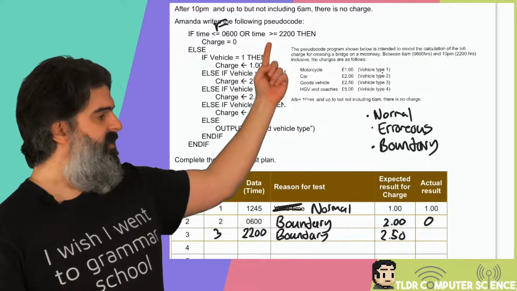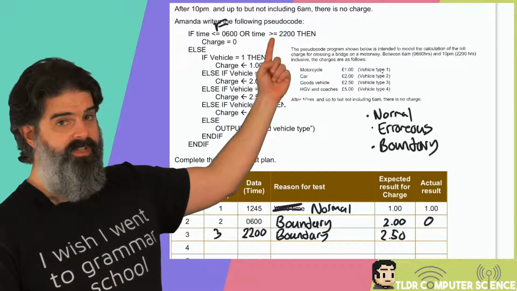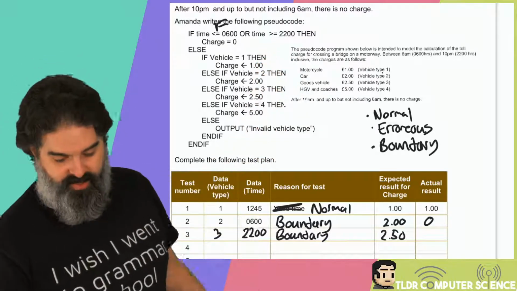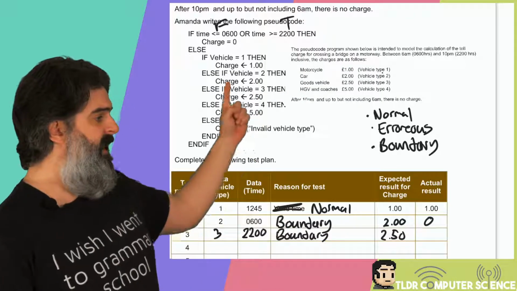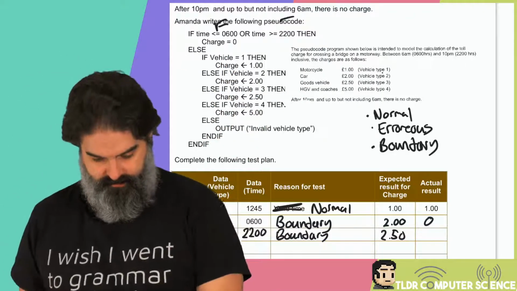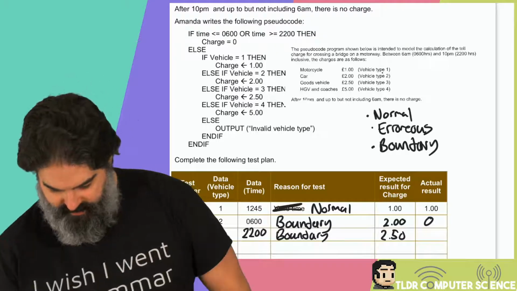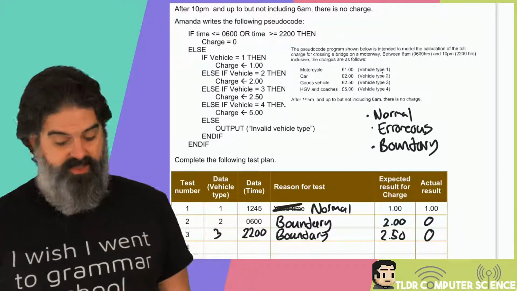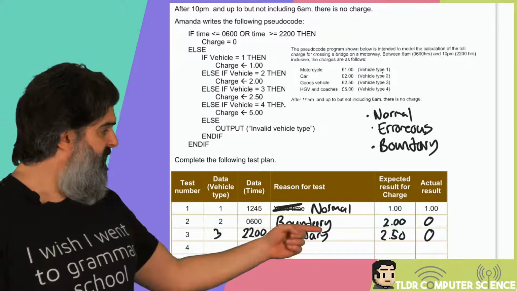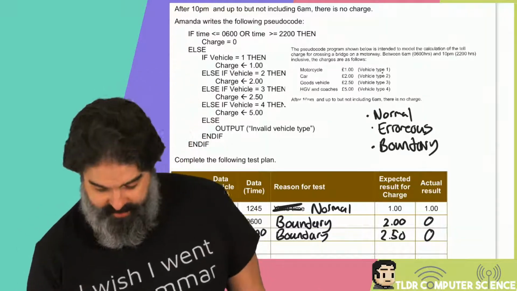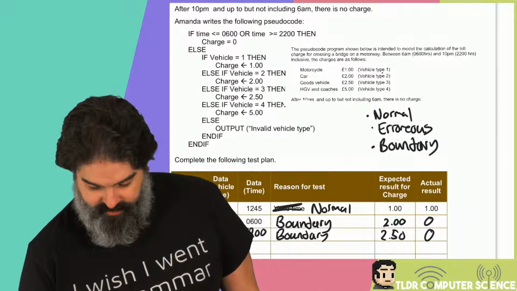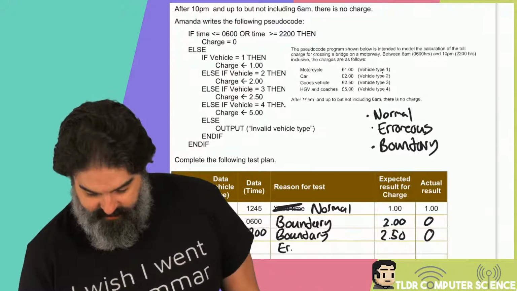But is 2200 greater than or equal to 2200? Yes, it is, so that would be true. In which case, again, the charge would be 0. So we've just discovered that there's an issue on the other side. The last one we'll do here. So let's answer the last one. Let's do erroneous.